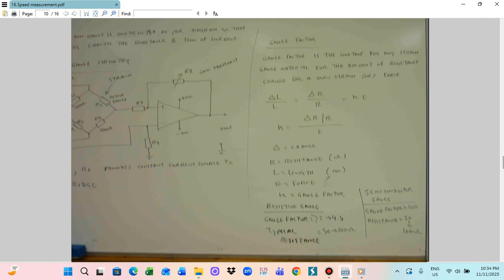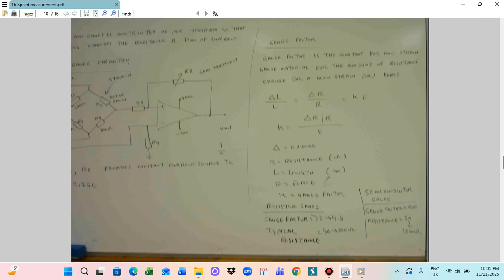Delta R is the change of the resistance, R is the original resistance, and E is the strain. K is the gauge factor, so we can calculate. So this is how we produce the strain gauge. With the strain gauge we can utilize the electrical current passing through, and this current value will change depending on the change of the resistor.